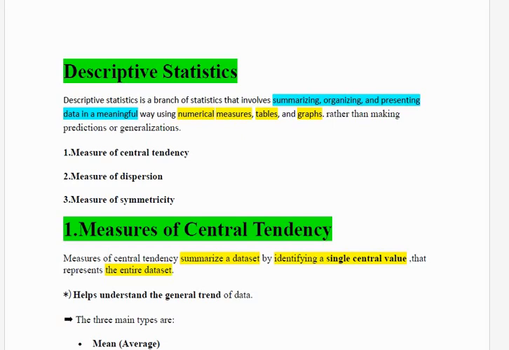In this we have three different types: measures of central tendency, measures of dispersion, and measures of symmetricity. And today we will be studying measures of central tendency in detail.